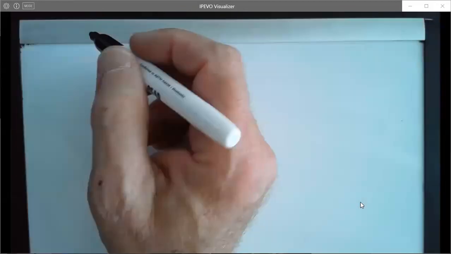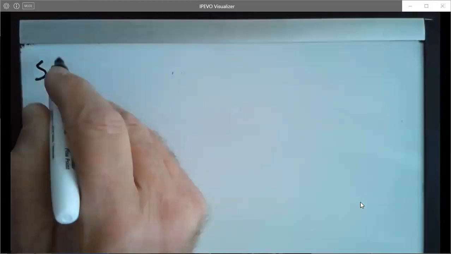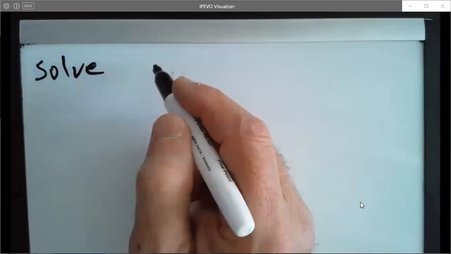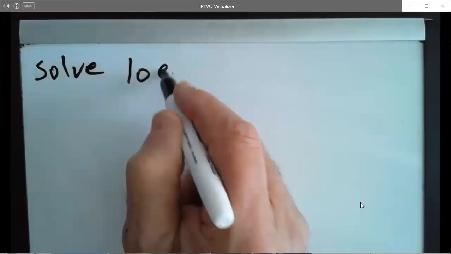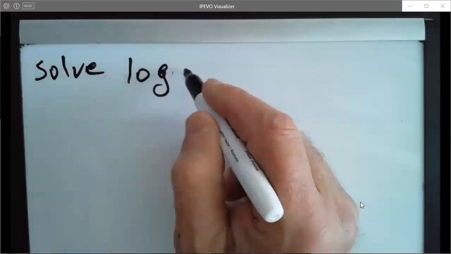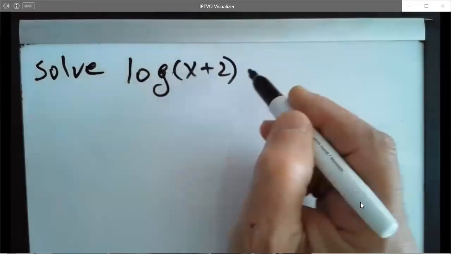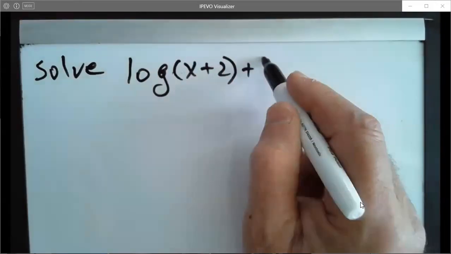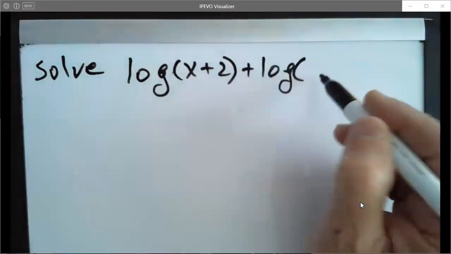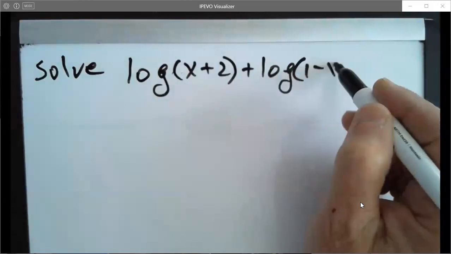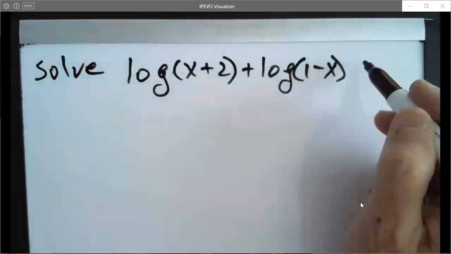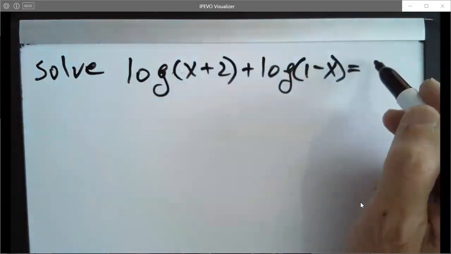Okay, we want to solve log x plus 2 plus log 1 minus x equal to 1.